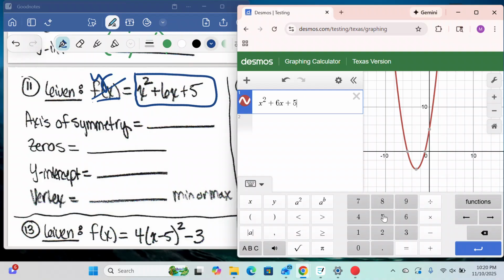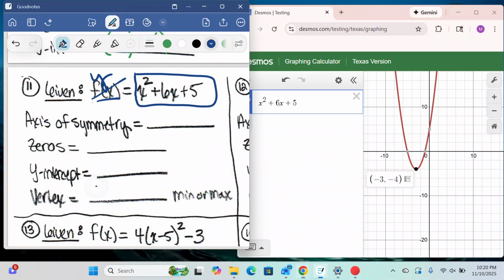Going to the vertex at the very bottom, it is -3, -4. Next question, is this a minimum or a maximum? Of course it is a minimum. What is my axis of symmetry? I'm going to circle my x, so I know x equals the x value of the vertex, which is -3. So my axis of symmetry is -3.